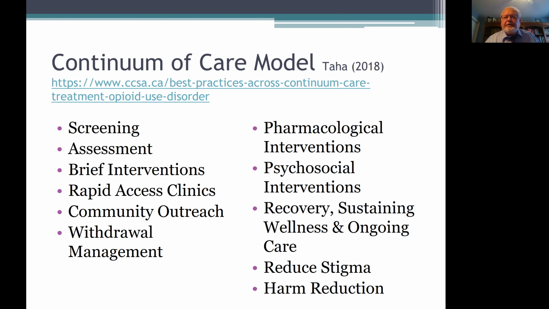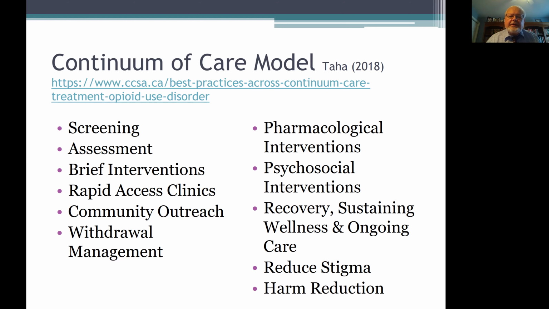Taha proposed a continuum of care model for people who are affected by opioid use. In this particular model, they focus on where the person is at this particular stage of their usage and how it is affecting them, and the treatment tends to be more focused on that, as well as acknowledging that there is an ongoing need for treatment.